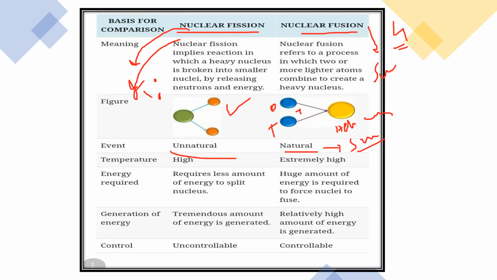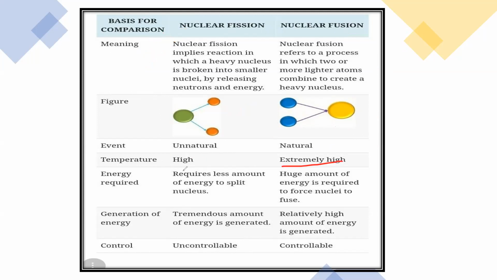After that, temperature. On the sun extremely high temperature is present, and in the nuclear fission reaction the temperature is very high, but less compared with nuclear fusion. After that, how much energy is required? A lesser amount of energy is required to split the nucleus, and a huge amount of energy is required to force nuclei to fuse. Here we use a tremendous amount of energy, and we also use a high amount of energy here. We can generate energy from both fission and fusion reactions.